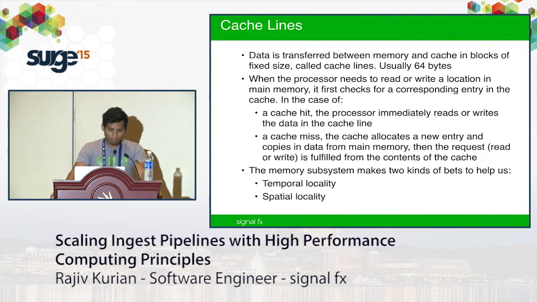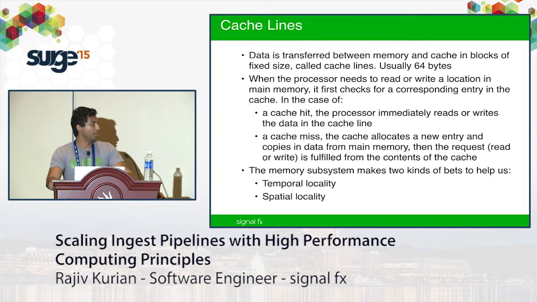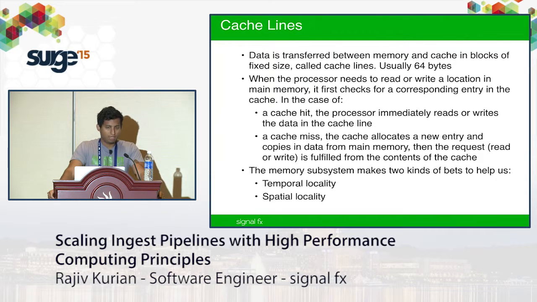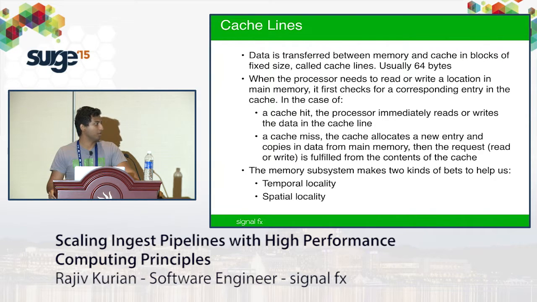So this is a pretty complicated system, and processor designers make two bets to help us. One is temporal locality, the other is spatial. Temporal locality says that if you have some piece of data that you've accessed, you're very likely to access it again in the near future. Spatial locality says that if you've accessed some piece of data, you're very likely to access some other piece of data really close to it in memory.